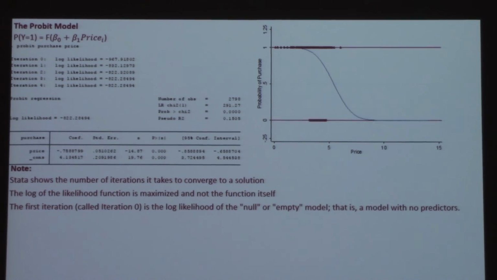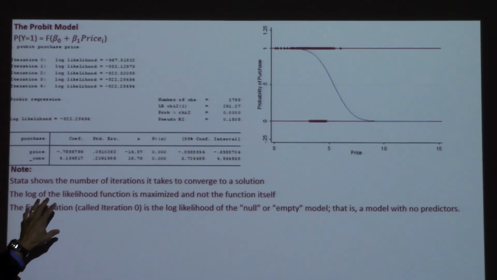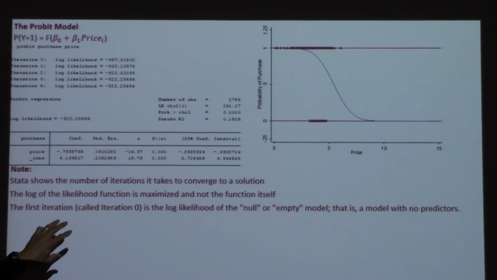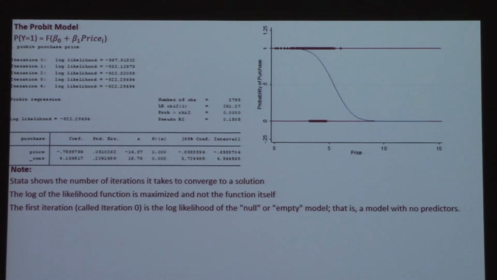What that means is it finds the coefficients that maximize the likelihood that they came from the data. Again, it's just a different estimation process. But it starts with this empty model or this null model, and then it tries different coefficients and adds the independent variables.